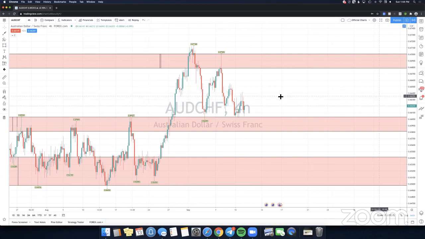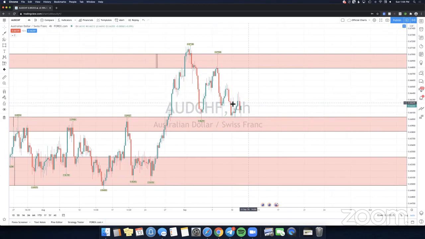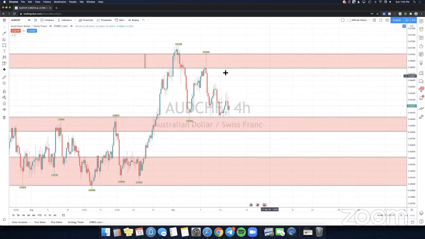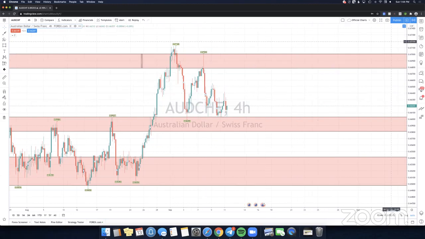Yeah, definitely. It'd be risky if you were to enter at one of these points. But yeah, so going back, this is the closest upper zone for AUD CHF, which is 0.6679. And the lower point is going to be 0.6603. But yeah, that's it for AUD CHF. We'll go on to the next pair. Next pair is AUD JPY.